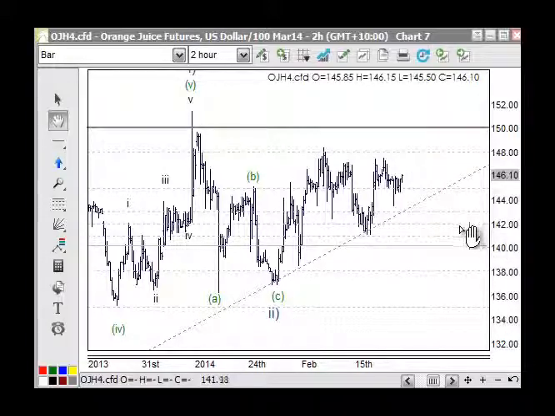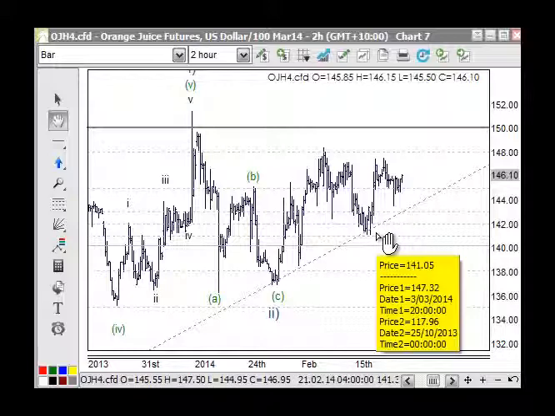So look, in a bit of a nutshell, we need it to stay above this low here. That's why it's doing that. Then it's positive.